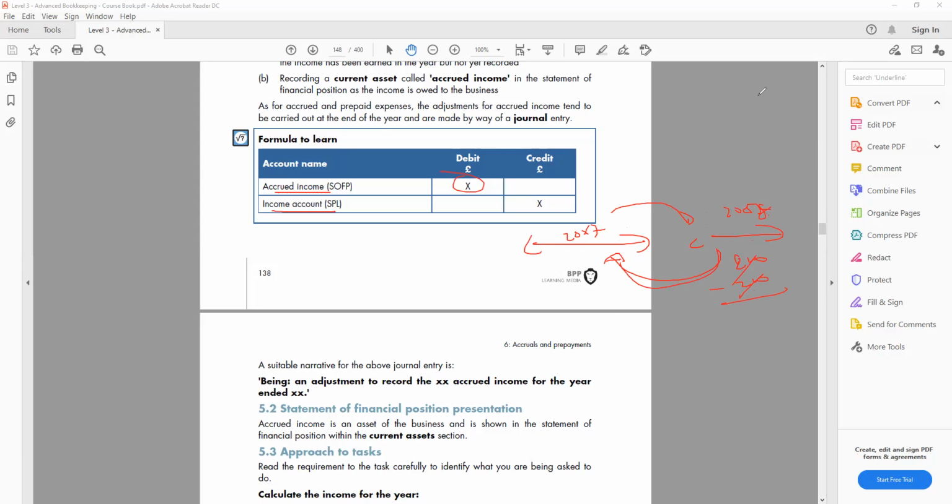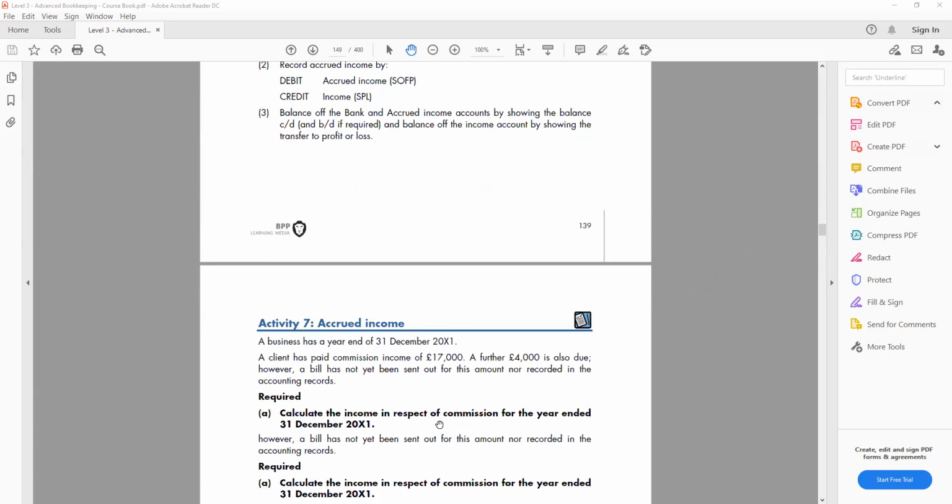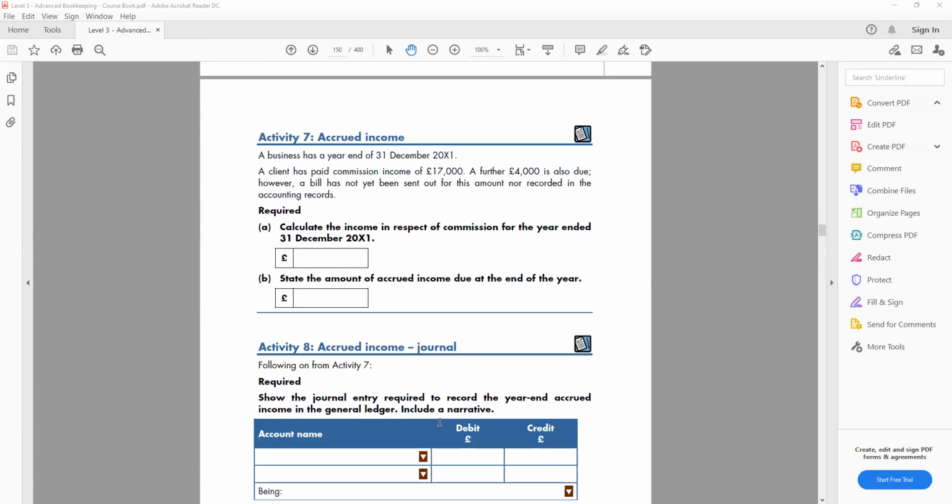Let's look at one example and try to understand more. Let's move to the activity. Let's have a look at one of the activities. Let's say activity 7. On activity 7, we can see it says a business has a year end of 31st of December 2001. So the business year ending is 31st December 2001. A client has paid commission income of 17,000. So the client paid commission income of 17,000.